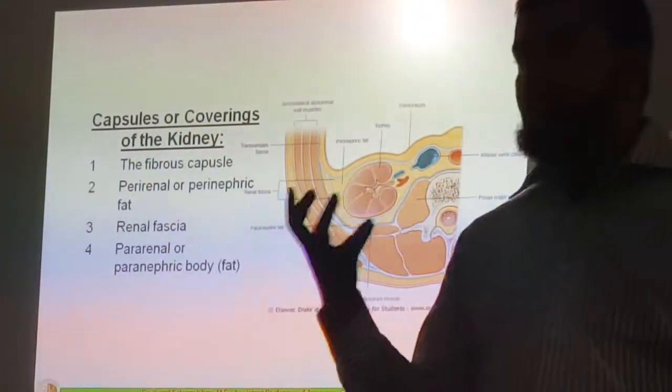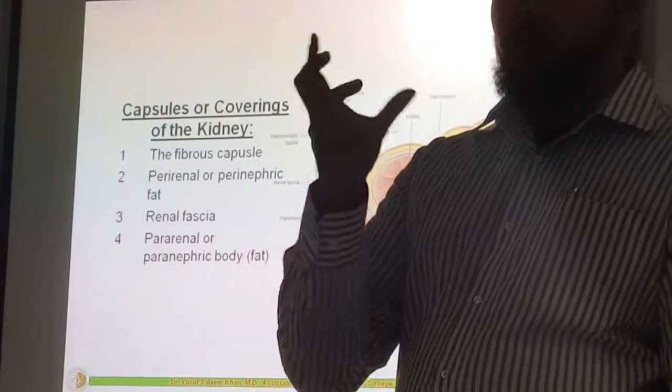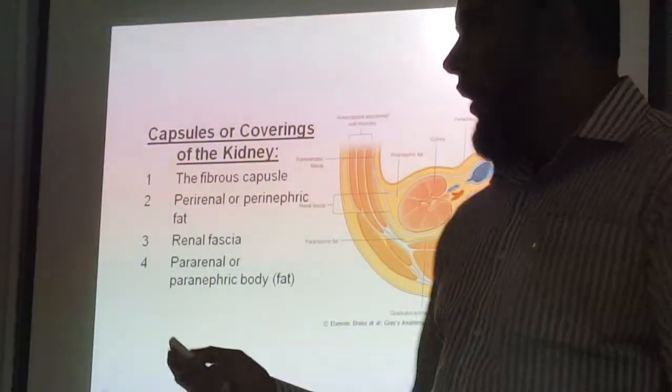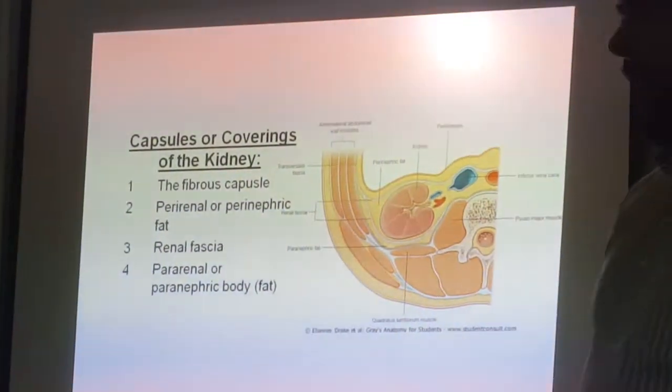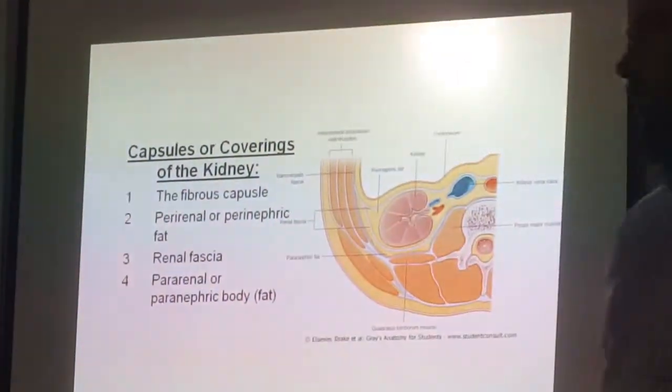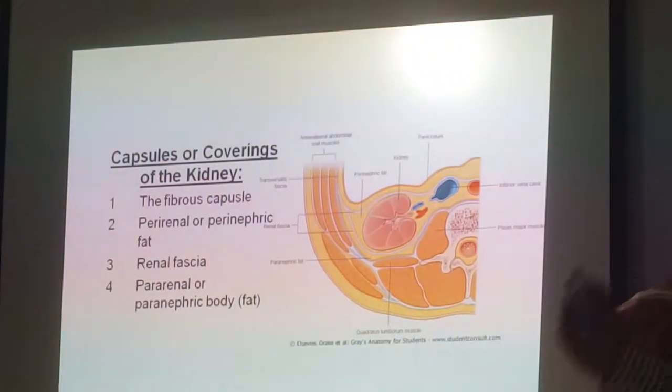If you have seen the kidney of the sheep when you are cutting, there is a lot of fat around that. This is all part of the paranephric fat as well as the perinephric fat, which gives a cushioning effect, and the kidney is well protected from any injuries. Okay, so these are the four coverings of the kidney.